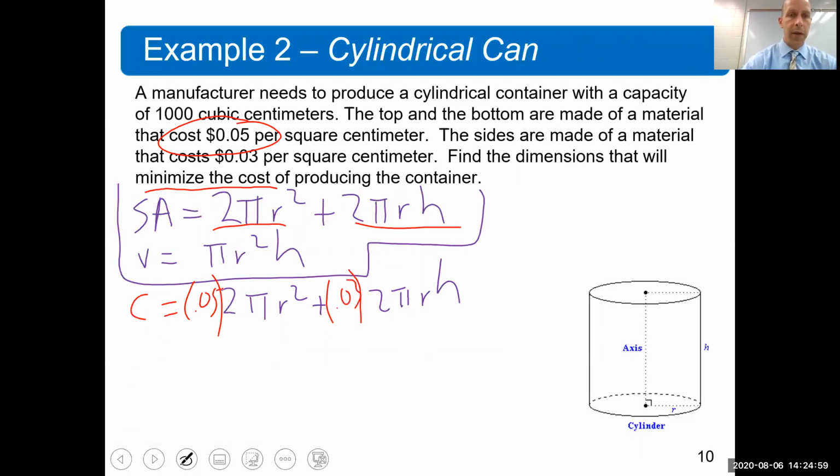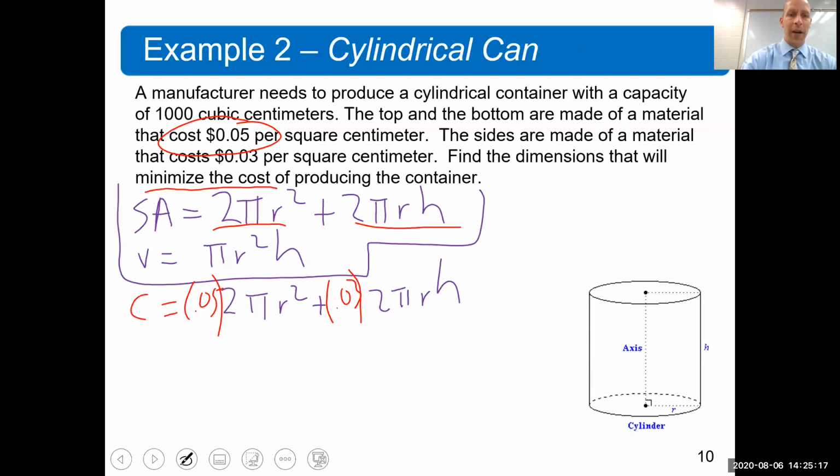This is a 5, by the way, sorry. So this is our cost function, but it's got two variables. Pi, remember, pi is not a variable, but it's got an R and an H. I don't like the H because if I've got two variables, you guys haven't taken multivariable calculus, which you'll take maybe someday, but not yet.